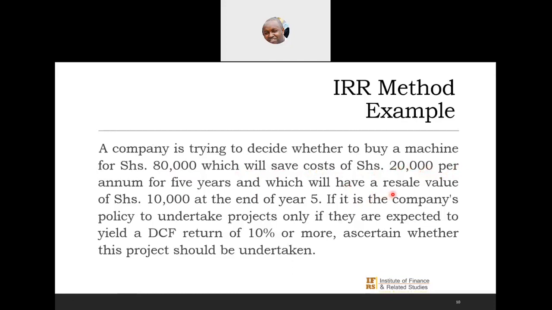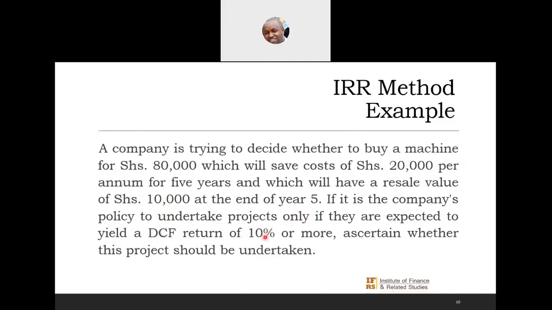And then we are told the machine will have a resale value of 10,000 shillings at the end of its useful life. Now, this 10,000 shillings is what we refer to as terminal cash flow. Terminal cash flows are cash flows occurring at the end of the asset's life. And we discount them using the given discounting rate in the period in which they arise.